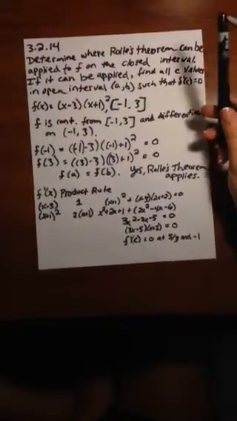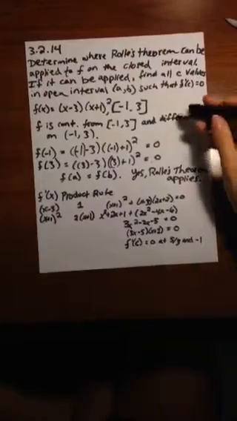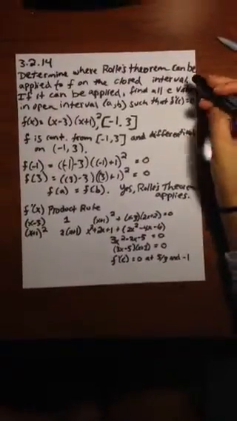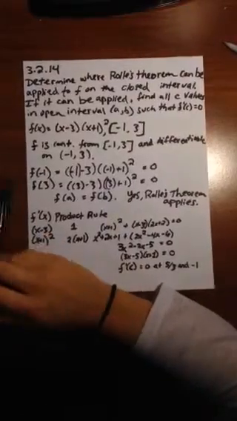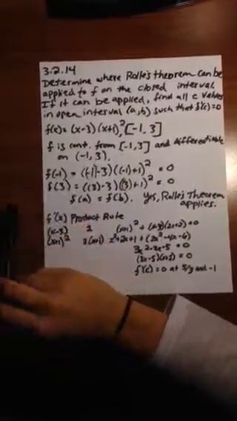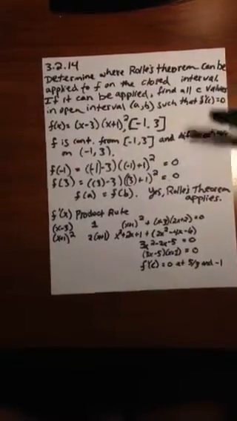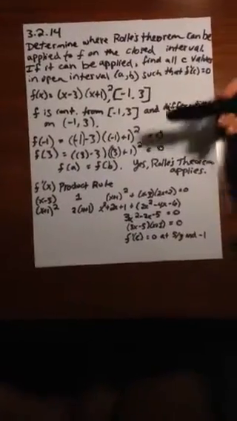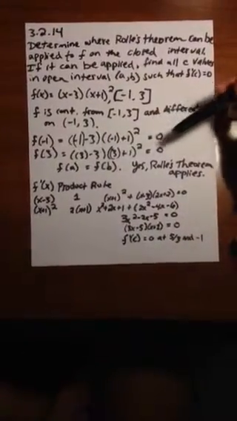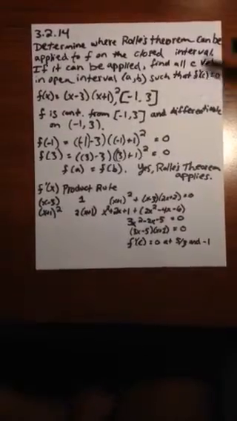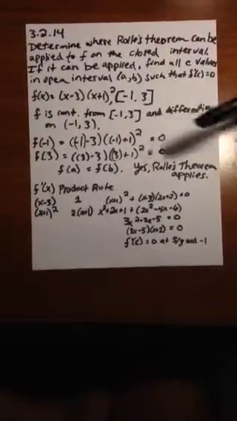And the next part is, since that's true, f of a must equal f of b, where a and b are both of the endpoints. So first you do f of negative 1, and that ends up being 0, and then f of 3, when you plug that in, that also ends up being 0. So it's true, f of a equals f of b, so therefore Rolle's theorem applies, because all the points of the definition were true for this function.